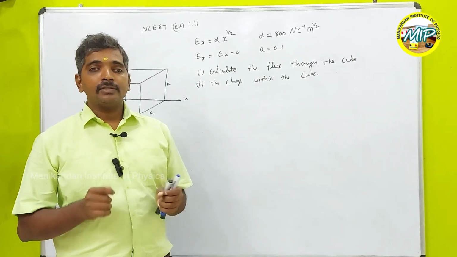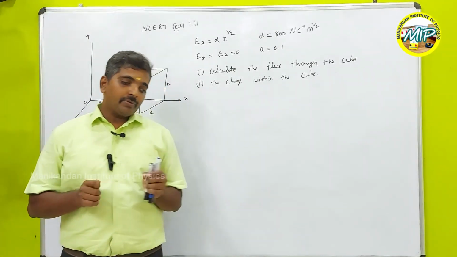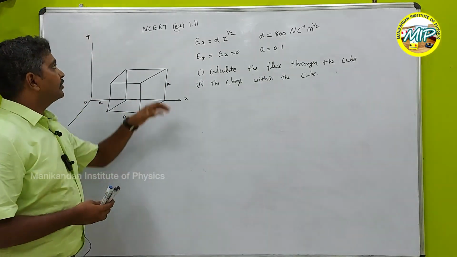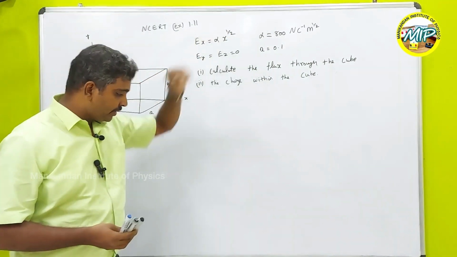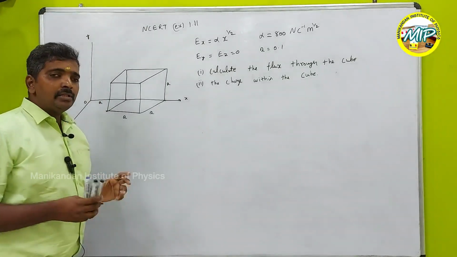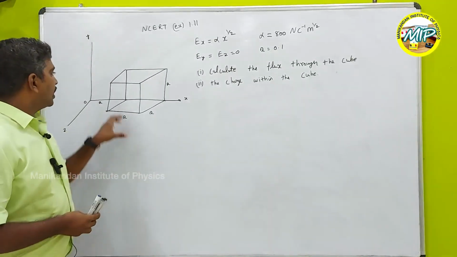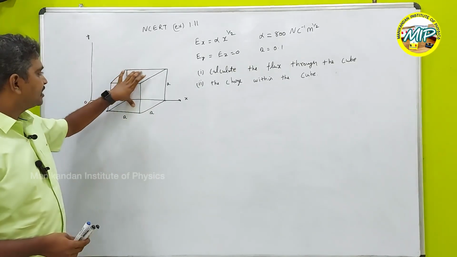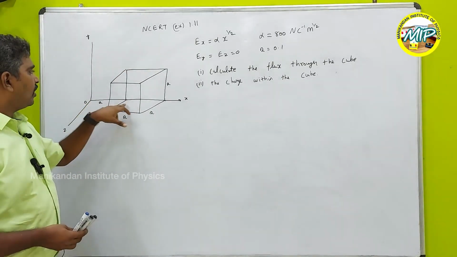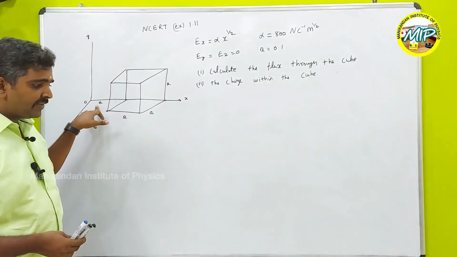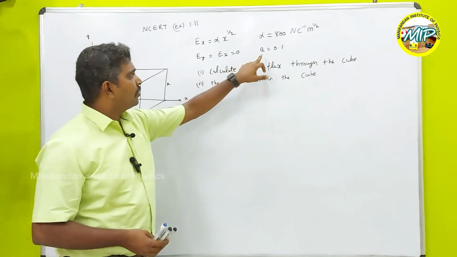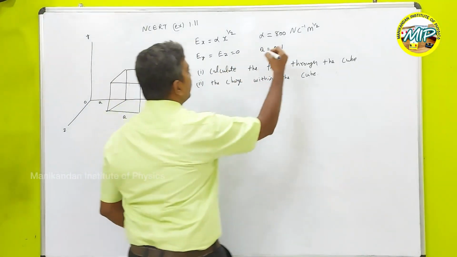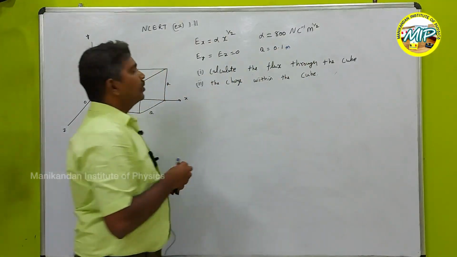Using Gauss's law, I am going to explain how to solve this problem. This is NCERT example 1.11. In this problem, they have given a cube of side length A, placed at this point from the origin along the x-axis. A is given as 0.1 meters.